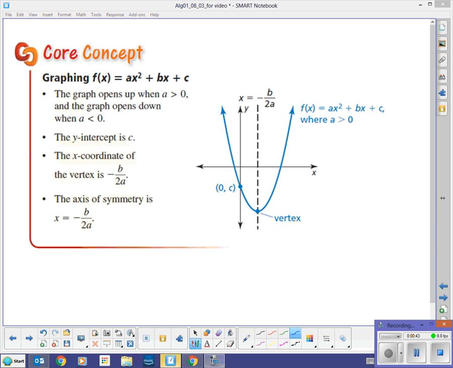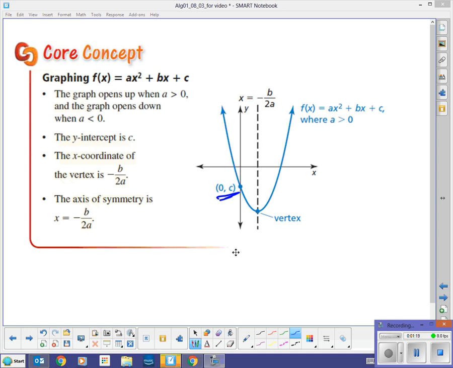So first off, we talked about the parts of the parabola before, like the vertex and the line of symmetry. Let's talk about the y-intercept. Like all graphs, the y-intercept is the value of y when x equals 0. So here's our y-axis. That's where x equals 0. So whatever y is, that's where the graph is going to cross.